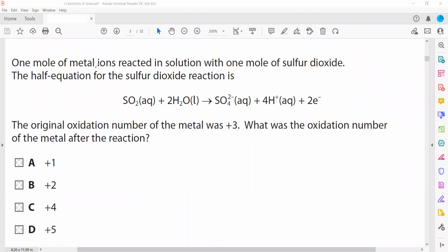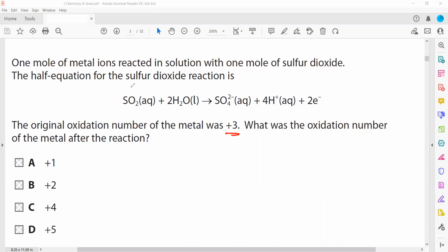In this question, 1 mole of metal ion reacted in solution with 1 mole of sulfur dioxide. The half equation for sulfur dioxide is shown. The original oxidation state of the metal is +3. What was the number after the reaction?